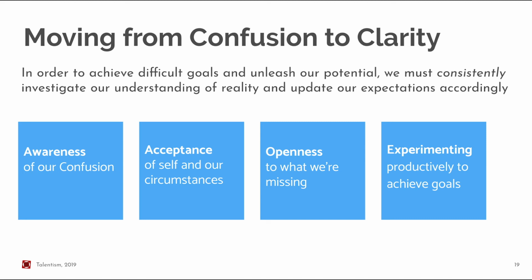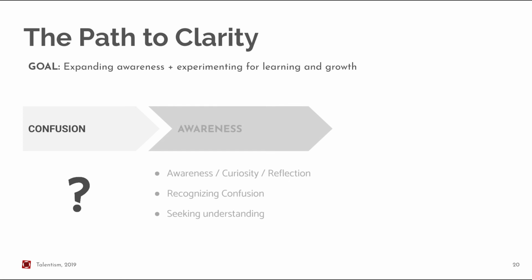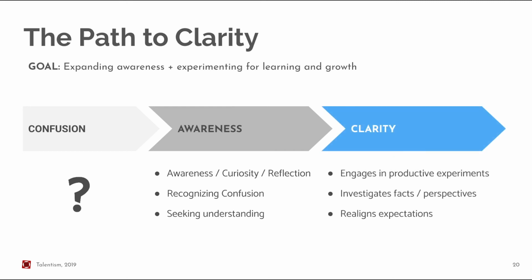If you want to achieve difficult goals and gain clarity, you need to productively experiment. So the path to clarity is the productive path out of confusion. To summarize, it starts with awareness, curiosity, reflection, recognizing that you're confused, and seeking understanding. It involves engaging in productive experiments, investigating the facts and perspectives of others, and ultimately realigning your expectations to the reality you're experiencing and continuing to go out and explore that reality so that you're getting more perspective. You're engaging in more productive experiments and you're achieving greater and more complex goals.